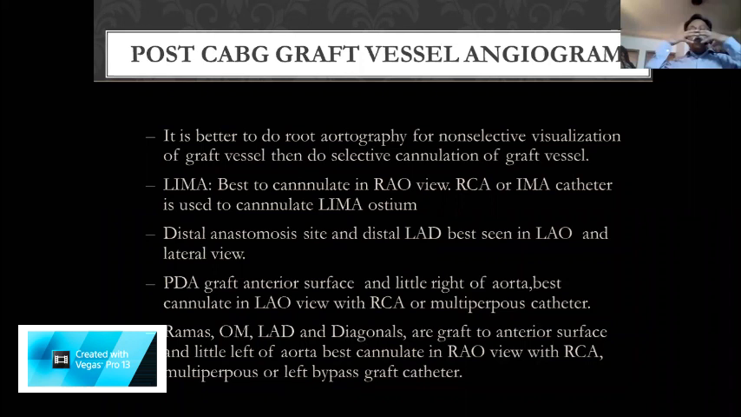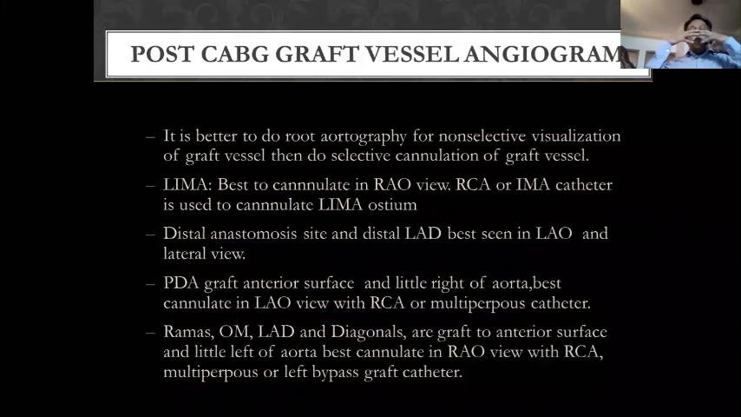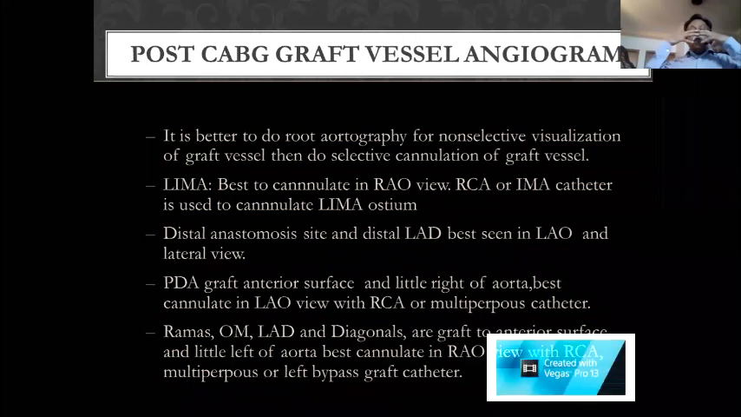Don't go blindly to see where it is, because you may not exactly hook the graft vessel easily like a native vessel. So it is better to do a root aortography non-selectively to visualize the overall graft, because this dye will enter selectively to the graft and you can identify or gauge. Then take a selective catheter to cannulate the graft vessel.